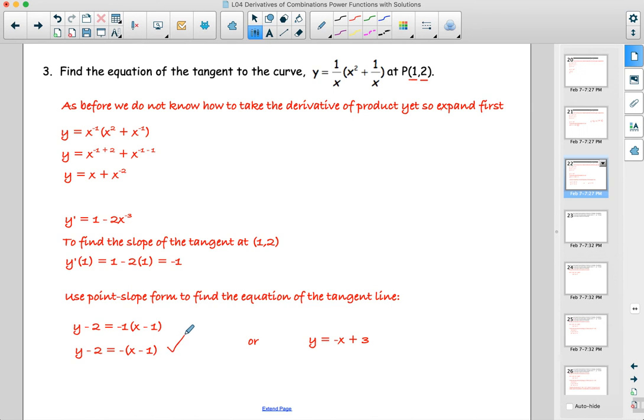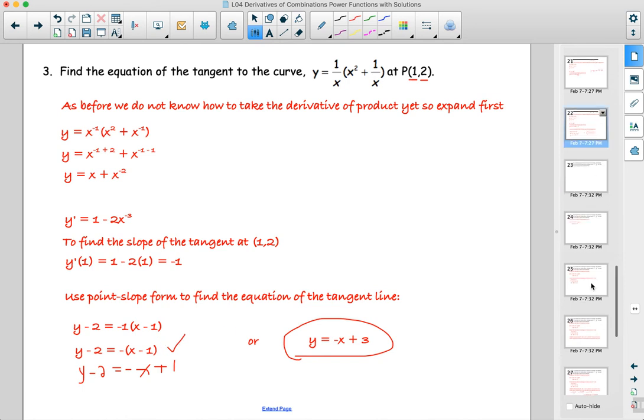And as I mentioned, you can leave it in this form. It's acceptable for university. It is acceptable here. But if you are a slope y-intercept person, you would then have to expand and say this is y minus 2 is equal to -x plus 1. And if you bring the minus 2 over, you will get plus 3. So slope y-intercept form is this equation here. But again, it's not mandatory for you to do that. You can simply leave it like that.